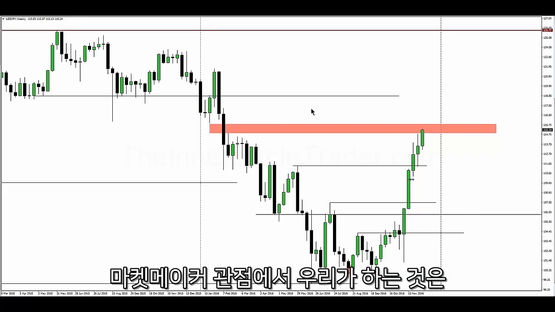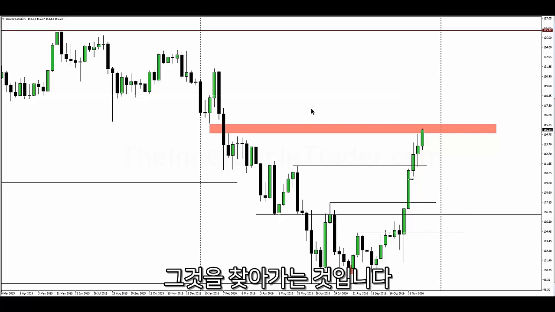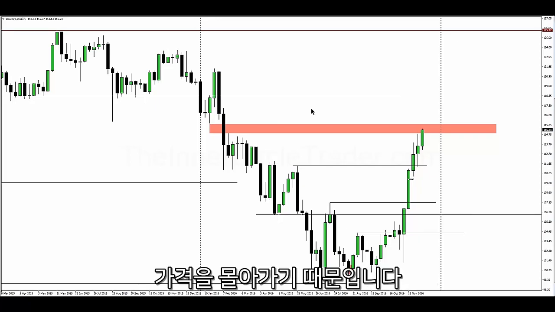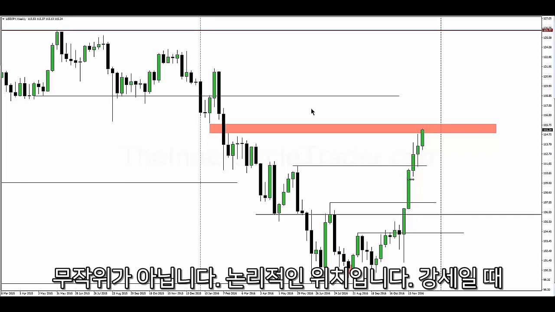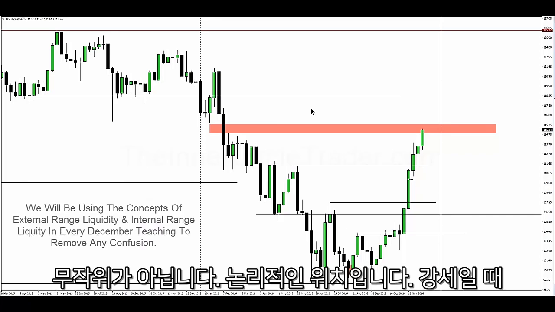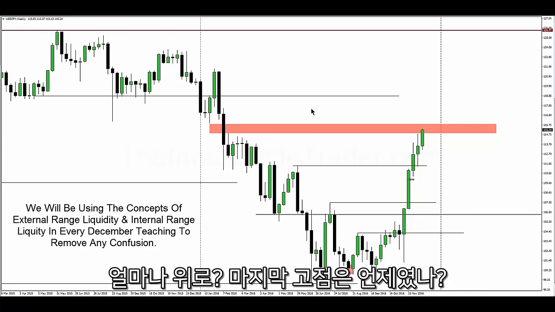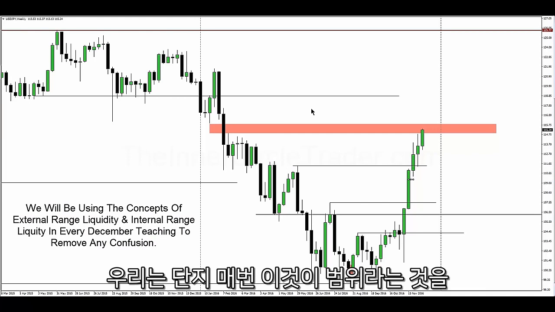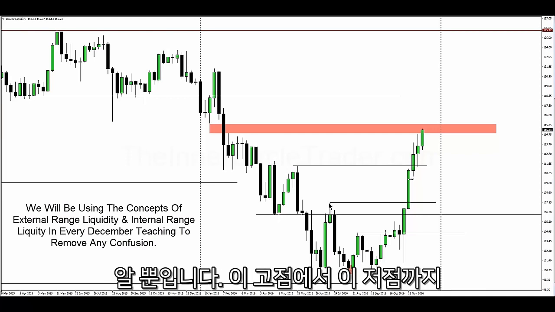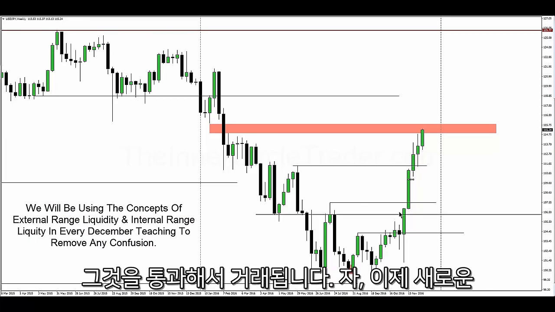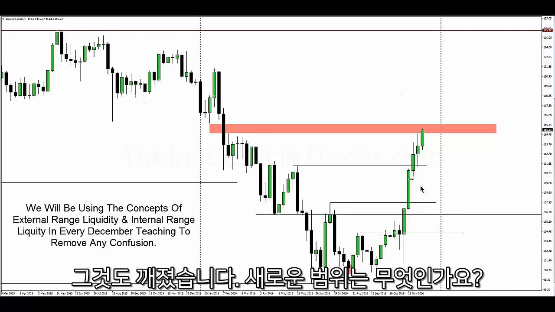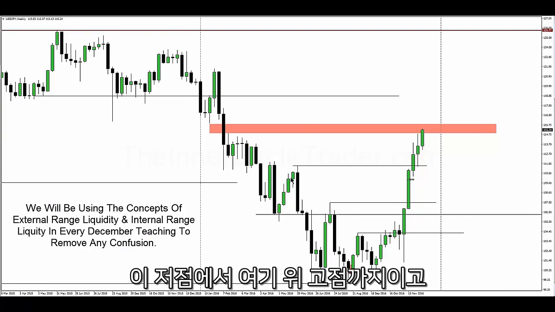That's all we do. With a market maker perspective, we go in looking for that because they're driving price to where the orders are. And it's not random where these orders are. They're logical locations. When it's bullish, the market's going to go above short-term highs. How far over? When's the last high? We never know that. We just know each time this is a range from this high down to this low. It trades through it. Okay, so now what's the new range? This low to this high. Well, it broke that. What's the new range?